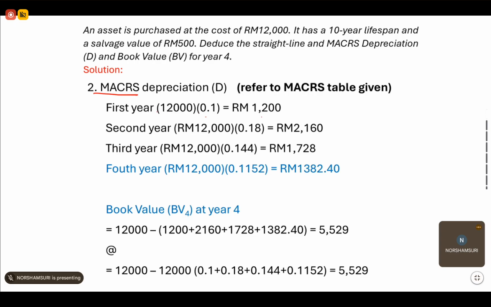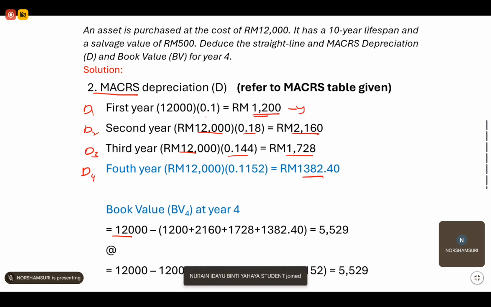We have 12,000 times 0.1 becomes 1,200. 12,000 times 0.18 is equal to 2,160, and then 12,000 times 0.144 is 1,728. So the depreciation for year 4 is this. The depreciation for year 4, this one D4, this one D3, this one D2, and this one D1. So is it 1,382 from me. So the book value, I mean the price after the depreciation, is 12,000 minus the whole depreciation of year 1, year 2, year 3, and year 4. So you get 5,539.